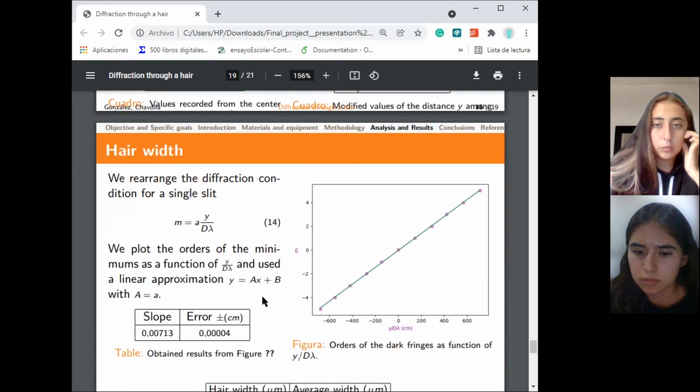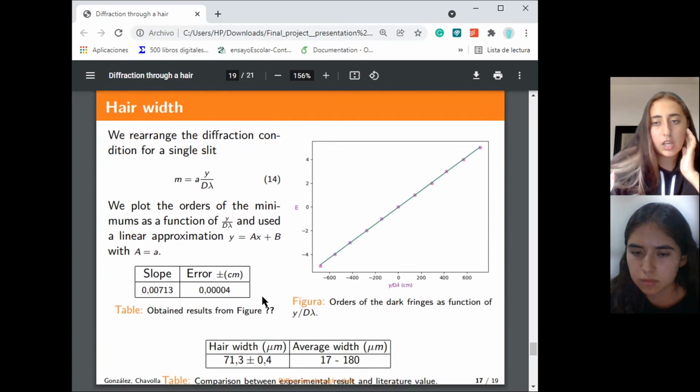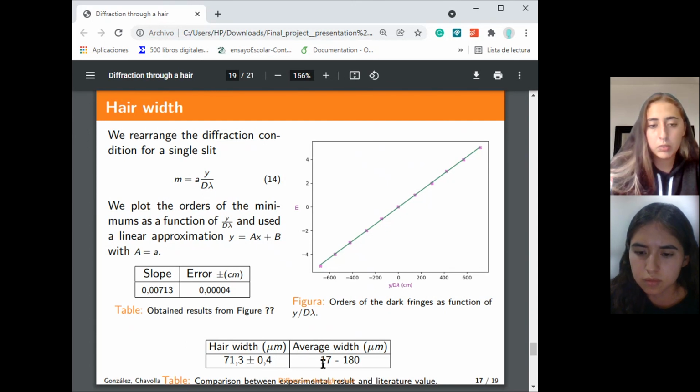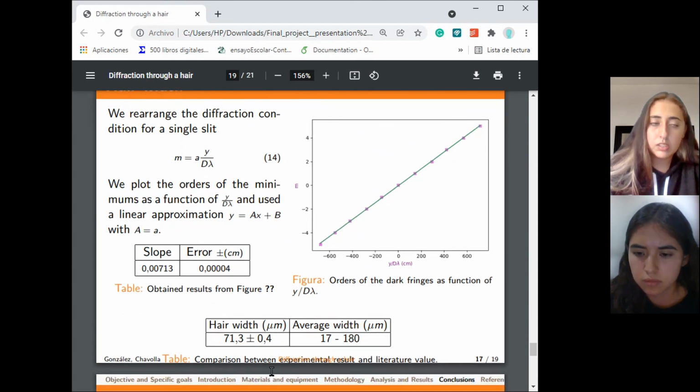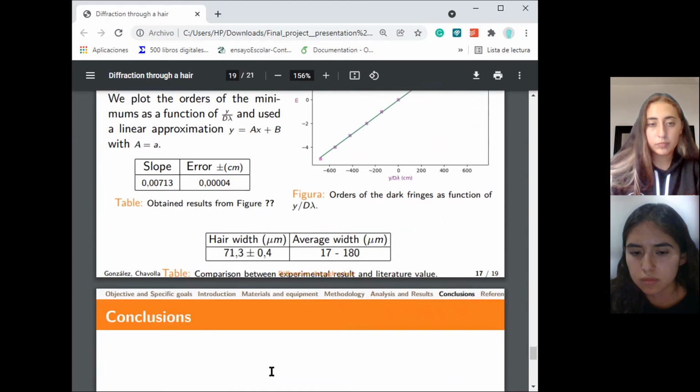And then we plotted the values of the dark fringes m as a function of the second column of the previous table, and we applied a linear adjustment with the help of equation 14, and we obtained a hair width of 71.3 plus minus 0.4 micrometers, which is well within the average width of human hair, which is 17 to 180 micrometers. And as Sanya and I obtained very similar results, we concluded both were very accurate.